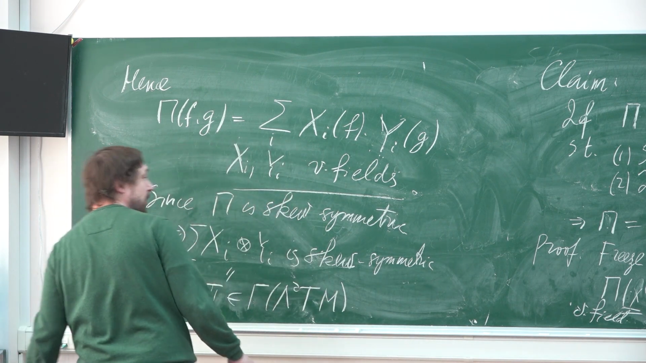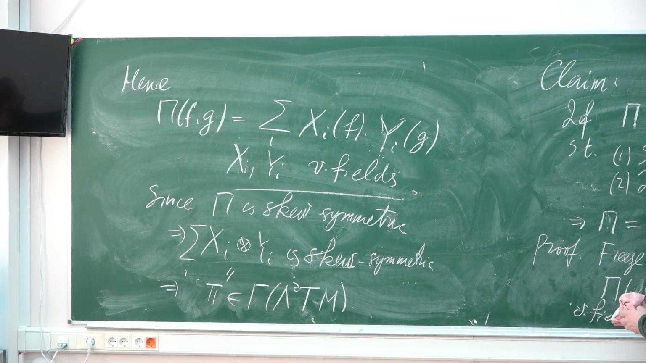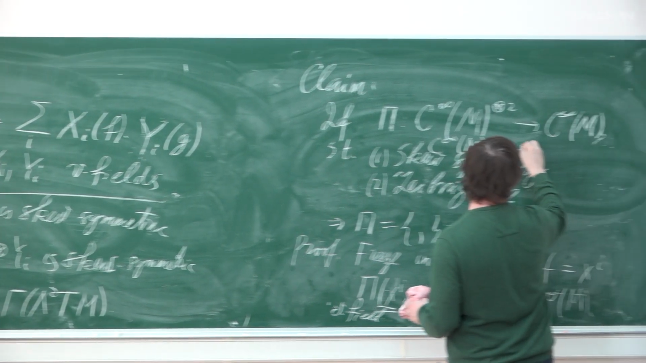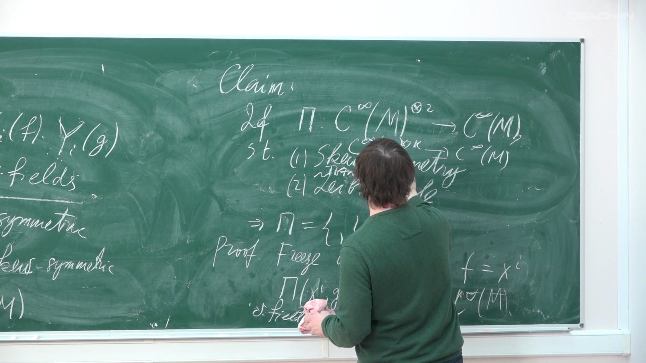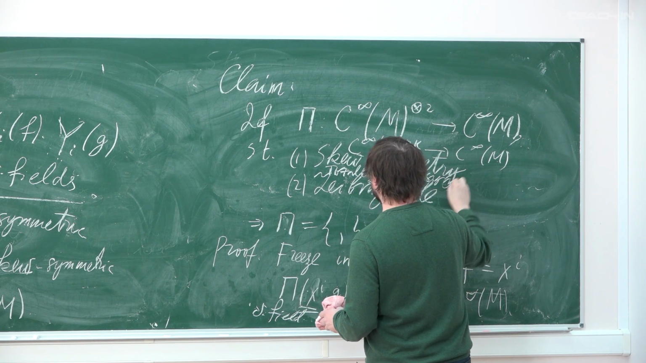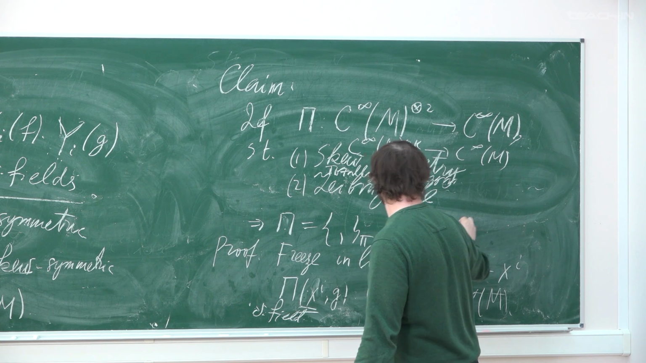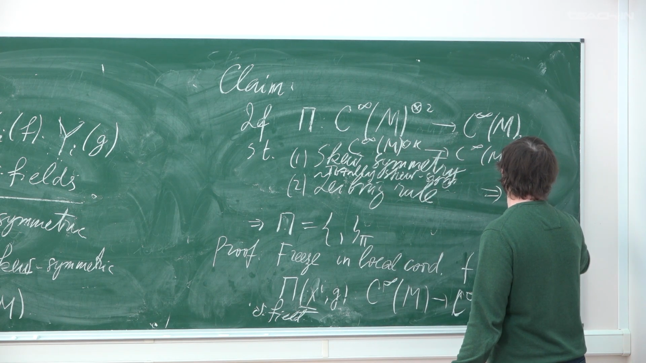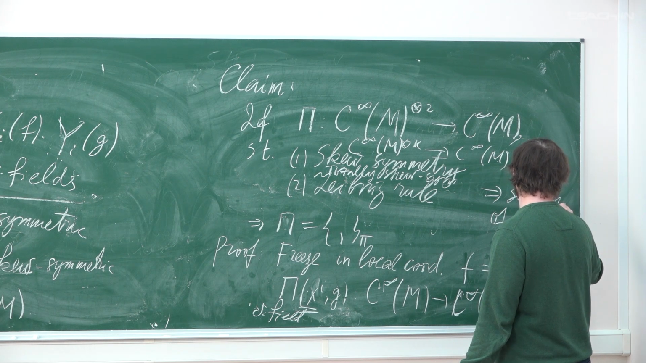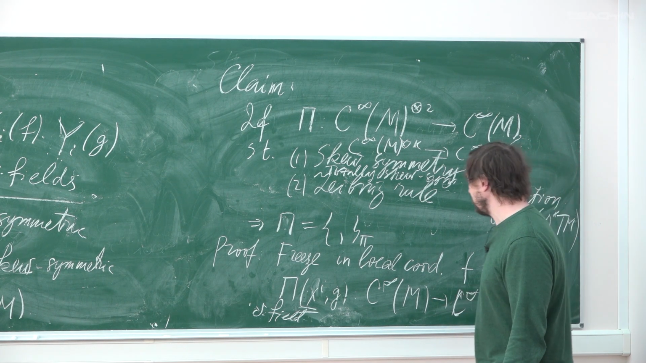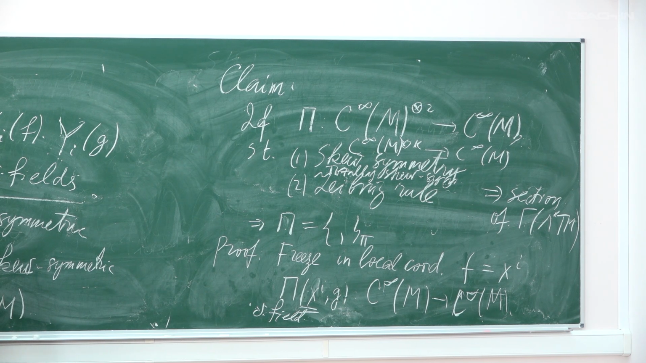Even more generally, this is a very simple one, of course, but if you have a map from C infinity of M tensor to the kth power to C infinity of M, which is totally skew-symmetric and verifies the Leibniz rule with respect to any argument, then it is given by a section of the kth exterior power of the tangent bundle of M by the same formula. And that's more or less it, nothing else.